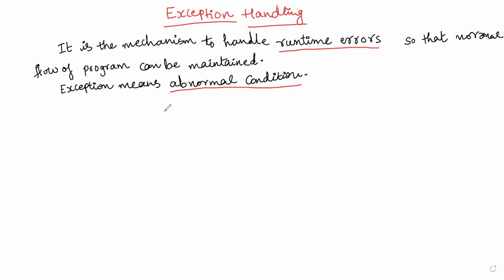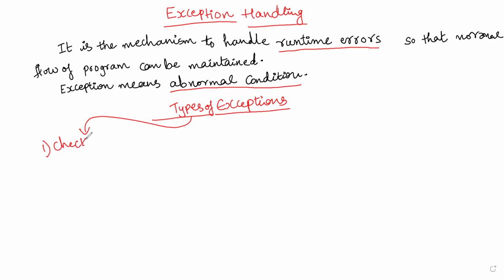Now let me show you the types of exceptions. This is one of the important points in exceptions. Very important: there are three types of exceptions. The first one is called checked exceptions. The second one is unchecked exceptions. The third one is error. So the first is checked, the second is unchecked, and the third is error.